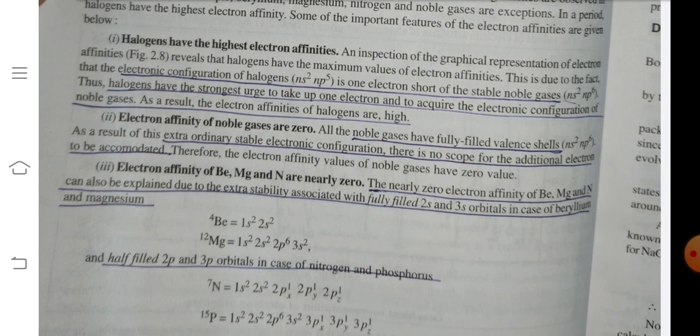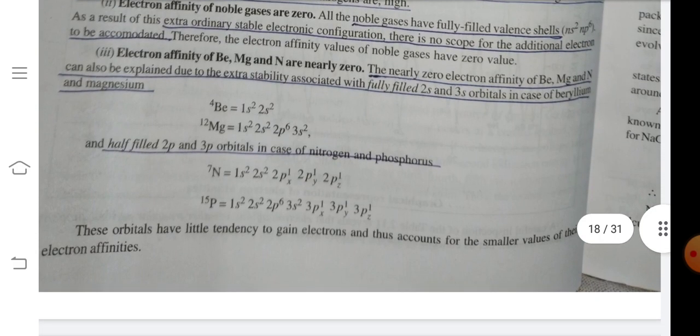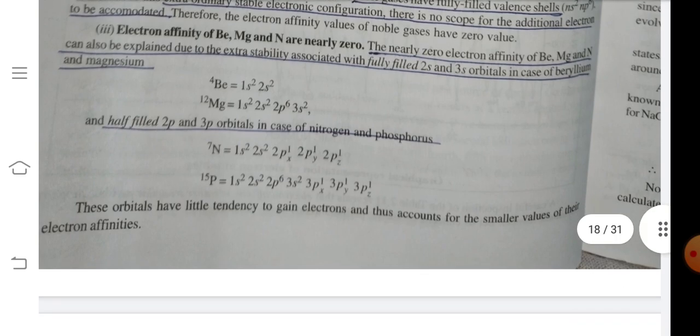Number 2. Electron affinity of noble gases is 0. All the noble gases have completely filled valence shells. As a result of this extraordinary stable configuration, there is no scope for an additional electron to be accommodated. Therefore, the electron affinity value of noble gases is 0. Electron affinity of beryllium, magnesium, and nitrogen are nearly 0. The nearly zero electron affinity of beryllium, magnesium, and nitrogen can also be explained due to extra stability associated with fully filled 2s and 3s orbitals in case of beryllium and magnesium.